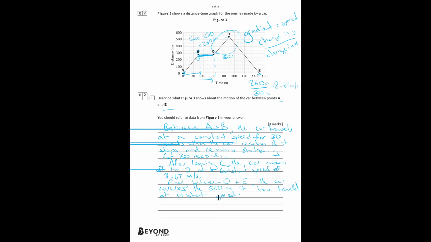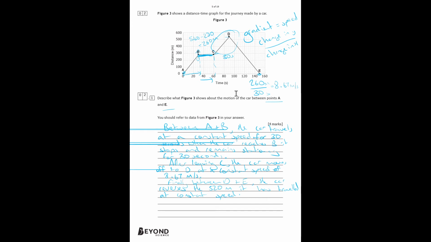Therefore, the gradient's constant for 60 seconds at 9 meters per second. So, what did they want here? For level 1, you're making simple statements that describe the motion of the car, i.e. it's moving forwards, it's moving backwards maybe. Maybe not even that, you possibly wouldn't get a mark for that. I think it's simple statements like the car moves at constant speed.